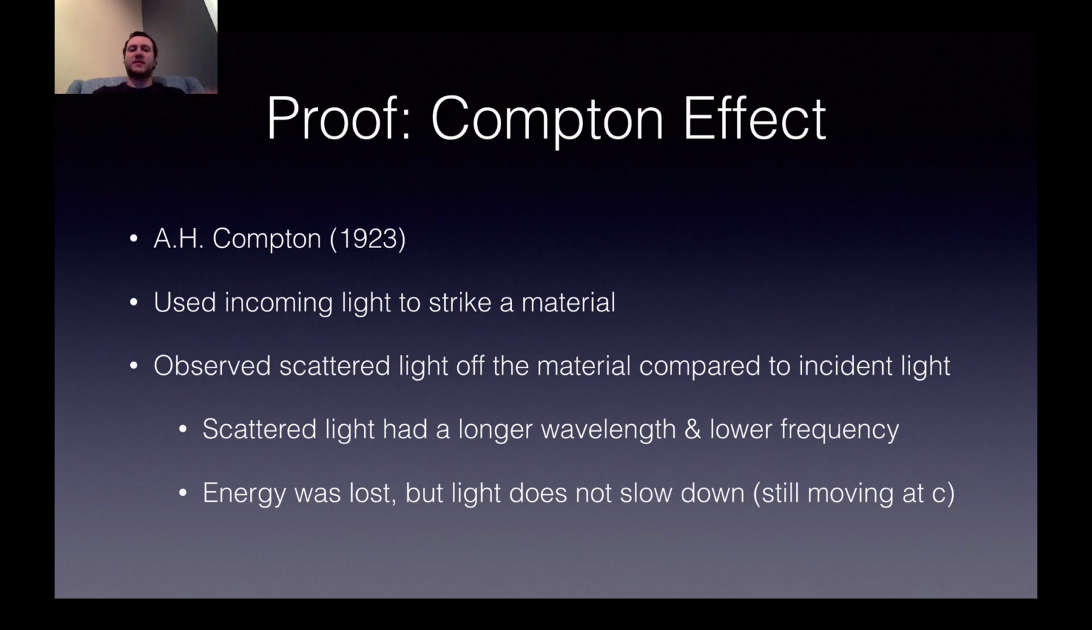And what he observed was that the scattered light had a longer wavelength, which meant it had a lower frequency, so it had a lower amount of energy. So if you have a longer wavelength with a lower frequency, it was established that it lost energy, but the speed didn't change, right? It's still moving at the speed of light. So as a result, we lose energy, it doesn't slow down, which then tells us that we have a particle here, right? Because that light was able to bounce off of something and demonstrate that its energy was lower.